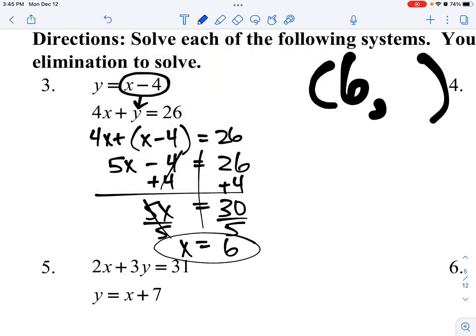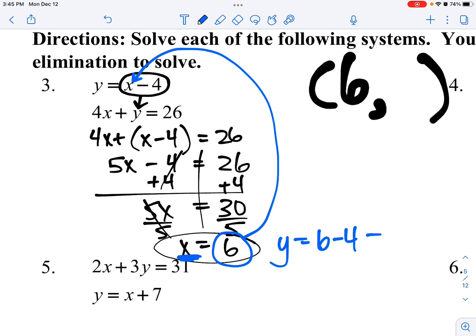Let's take this 6 and let's plug it into the easiest spot for x that you can find. I think that looks pretty easy. When I do y equals 6 minus 4, I'm going to write that here. That means y equals 2.